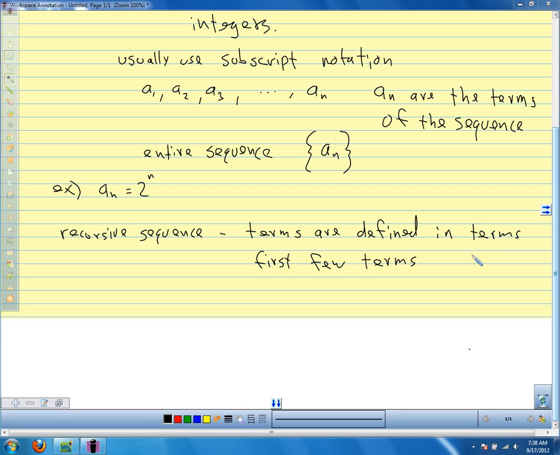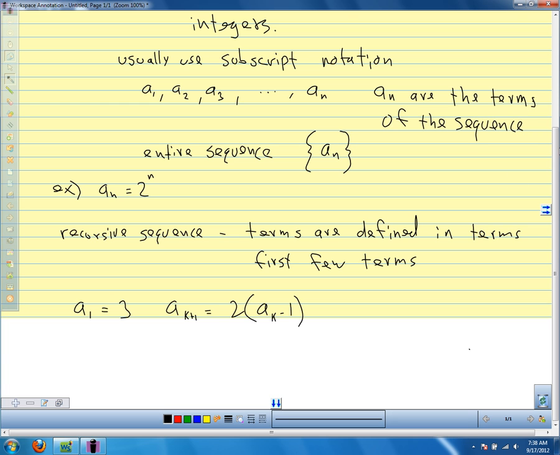So an example of a recursive sequence, we could say that a sub 1 equals 3, and a sub k plus 1 equals 2 times a sub k minus 1.